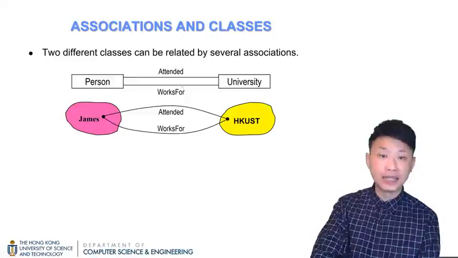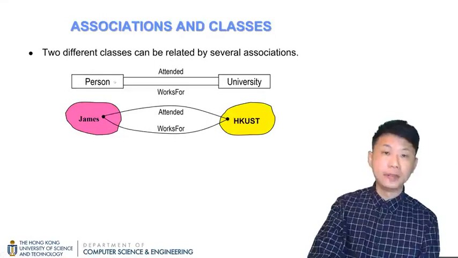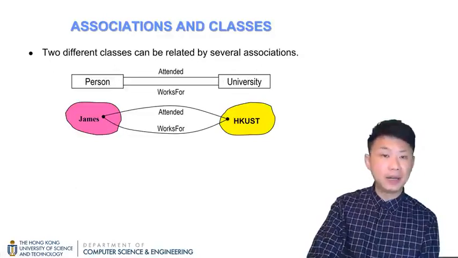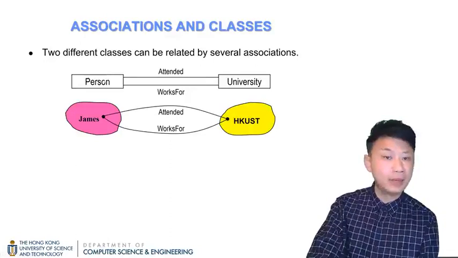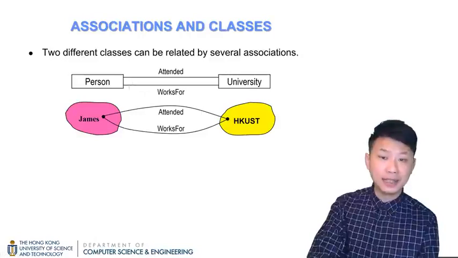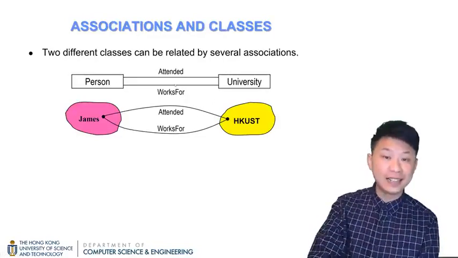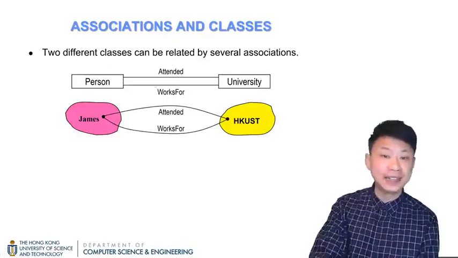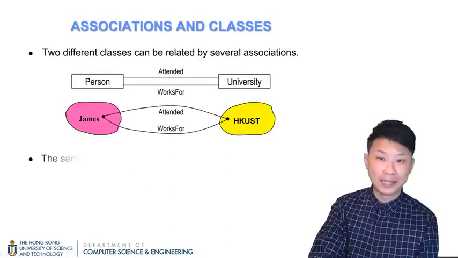As long as those two associations have different meanings. For example, one association means the people that attended, the people that are actually the students of a university, and the other one is the people that work for the university. As long as these two associations have two different meanings, then we can have two associations between the same pair of classes.